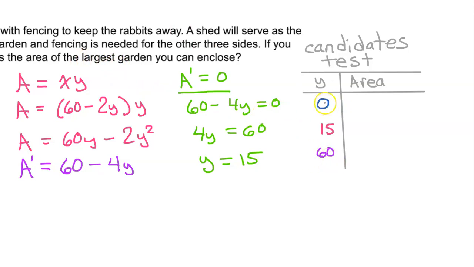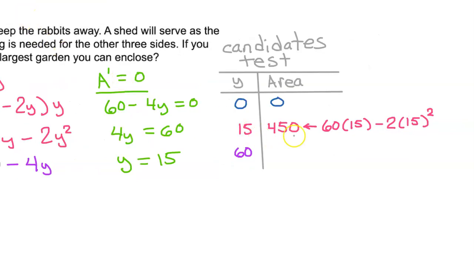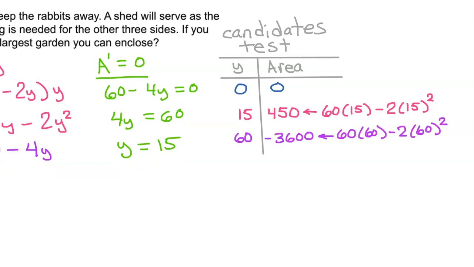Of course, if y is 0, that makes the area 0. What about when y is 15? Using this version of the area formula, we have 60 times 15 minus 2 times 15 squared. That turns out to be an area of 450 square feet.